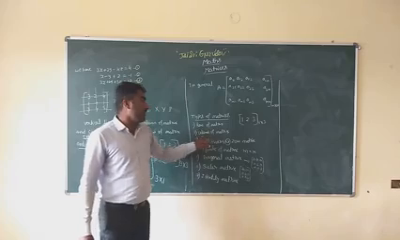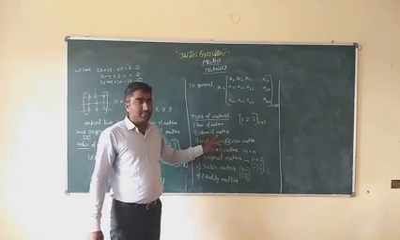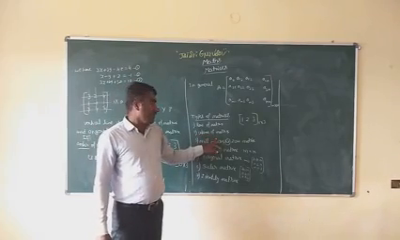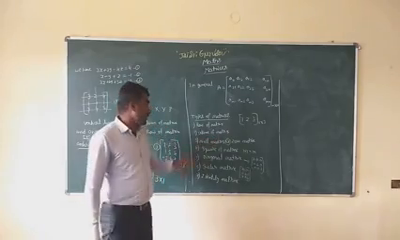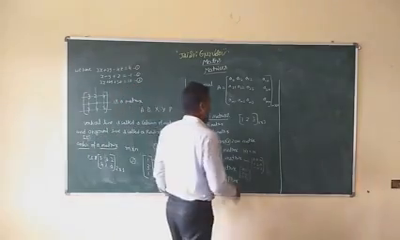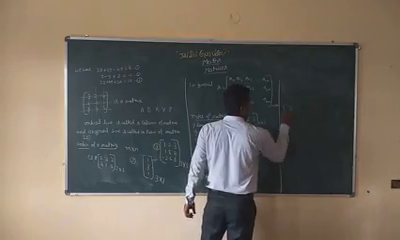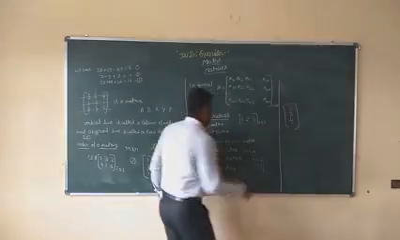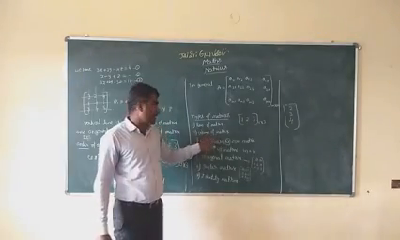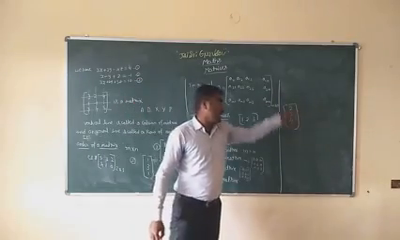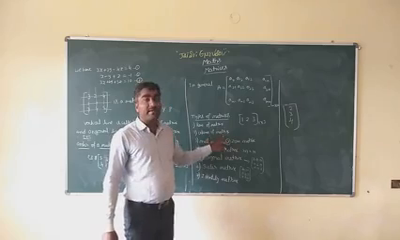Next one is column matrix. Column matrix means matrix having only one column. For example, 2, 3, 4. It is only one column, that is column matrix. Column matrix means matrix having only one column.